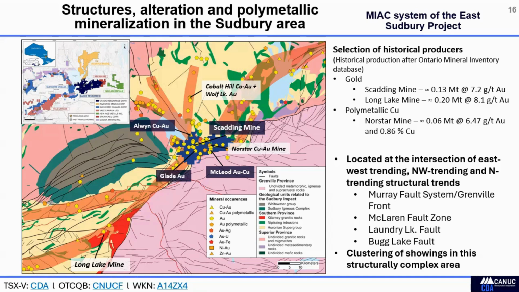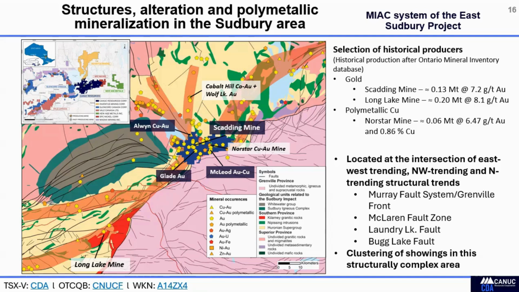When we move west of Sudbury, a lot of alteration and mineralization seems to be related to the Murray Lake fault system. That corridor is merging with the Grenville Front. We have the Long Lake gold mine at the western part of this. And where the East Sudbury project is located, it's a structural confluence between many corridors of mineralization.